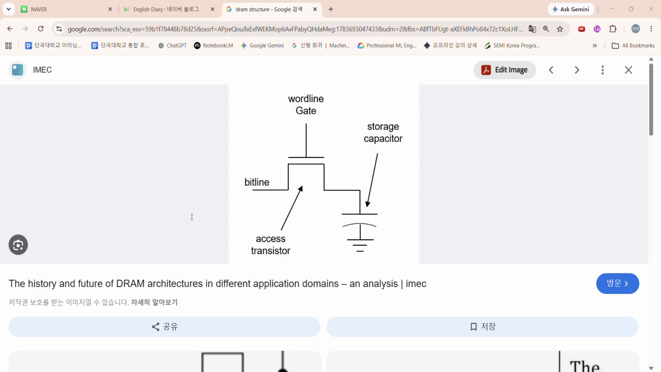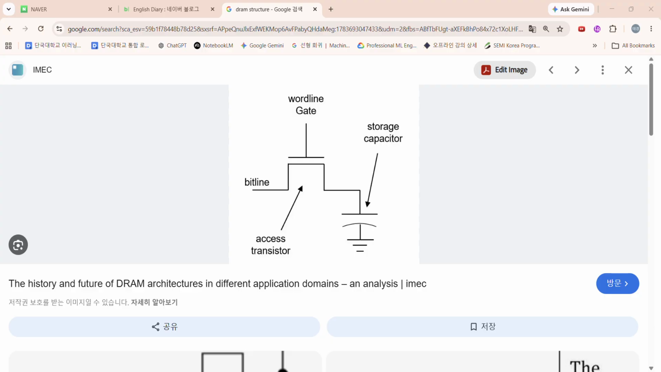Binary number is 1000. Then there are 4 DRAMs there. We need 4 DRAMs to express 8. So then there is one transistor. Transistor means MOSFET or semiconductor.